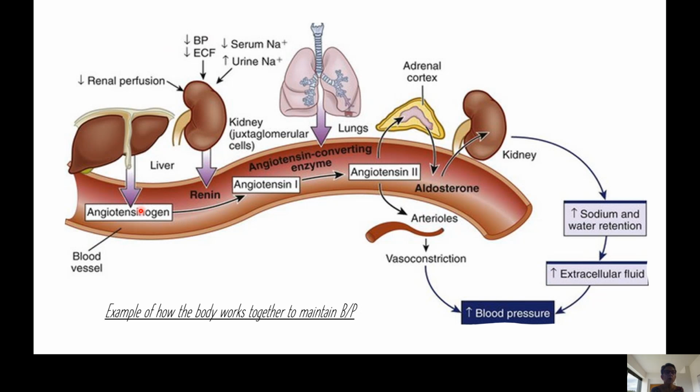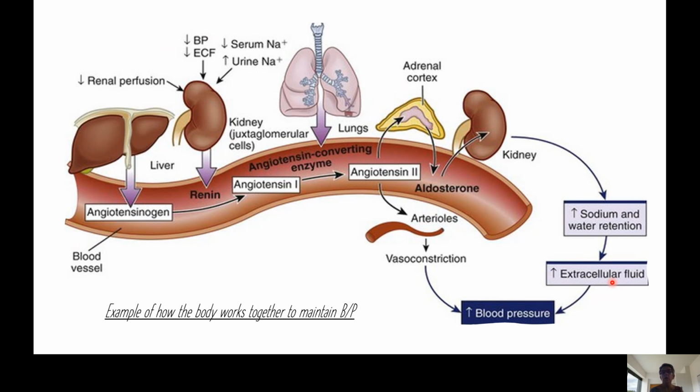The renin goes along and hooks up with angiotensin 1, the angiotensin converting enzyme. It goes to angiotensin 2, and the angiotensin 2 triggers the adrenal cortex, which is sitting on top of the kidney, to secrete aldosterone. That aldosterone makes the body reabsorb water and sodium. When it does that, it increases the extracellular fluid. And by extracellular fluid, it means like the blood plasma, everything that's around each of the blood cells themselves.